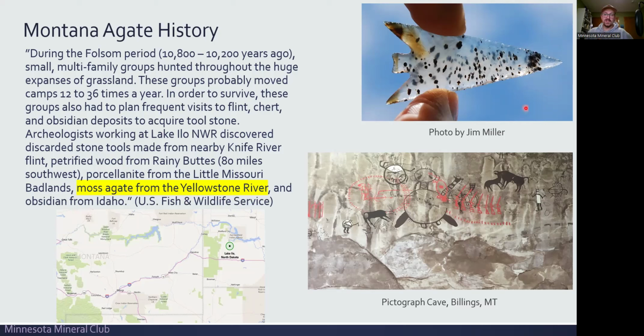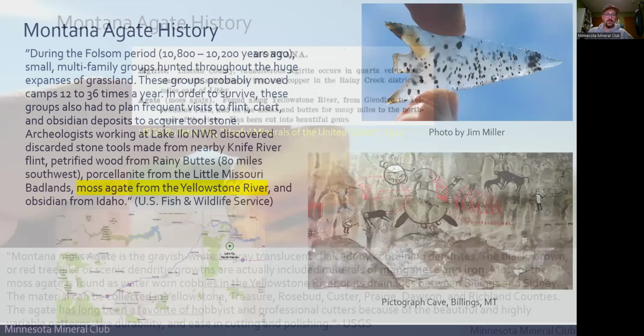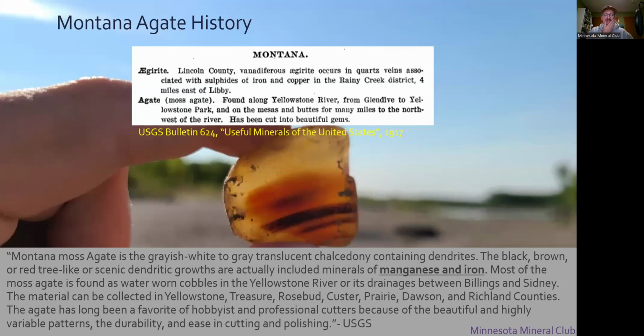And this photo here was a modern day arrowhead that was made by Jim Miller. And this photo here on the bottom is showing some of the Native American cave drawings that you can find at Pictograph Cave State Park in Billings, Montana. So if you're ever in Billings, Montana, I highly suggest you go and visit that because it's a pretty cool area.